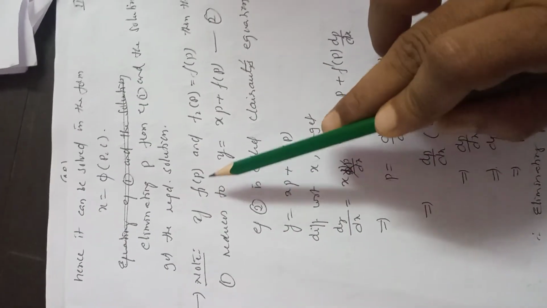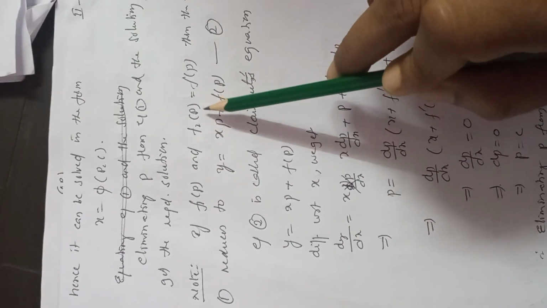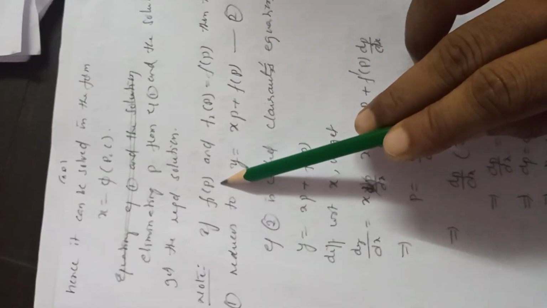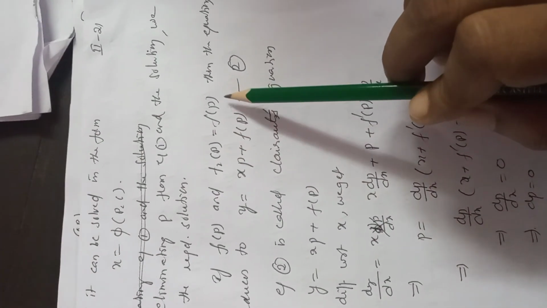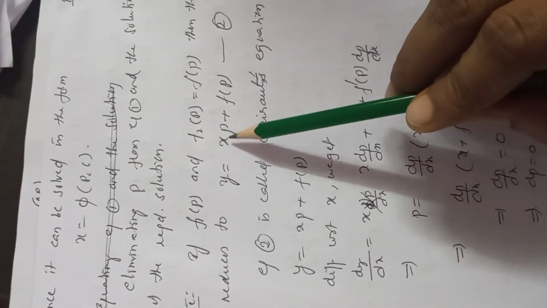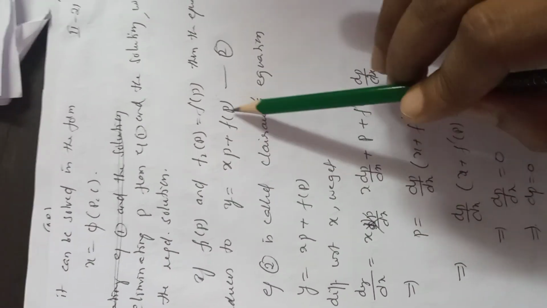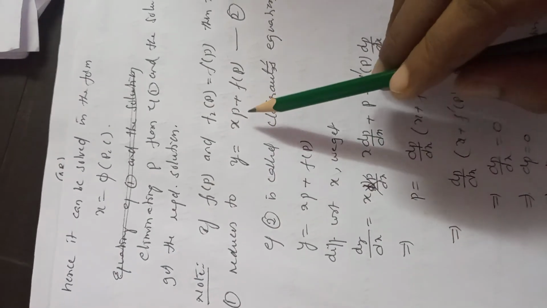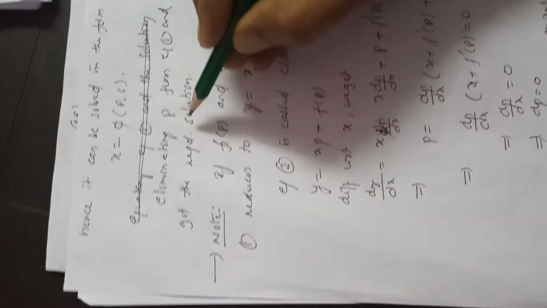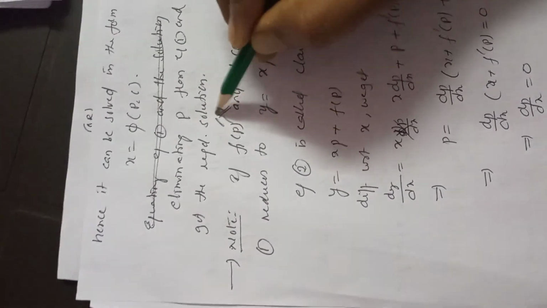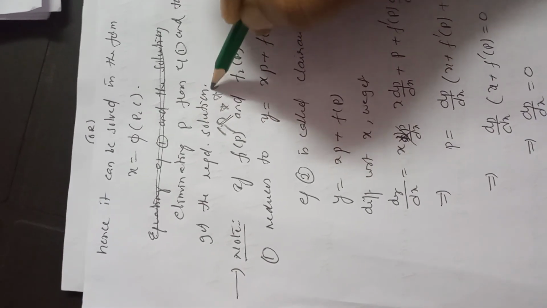See, if f1 of p and f2 of p are functions of p, remember, then the equation reduces to y is equal to xp plus f of p, right? Take f1 of p is equal to p. Remember this, f1 of p is equal to p, write it down.